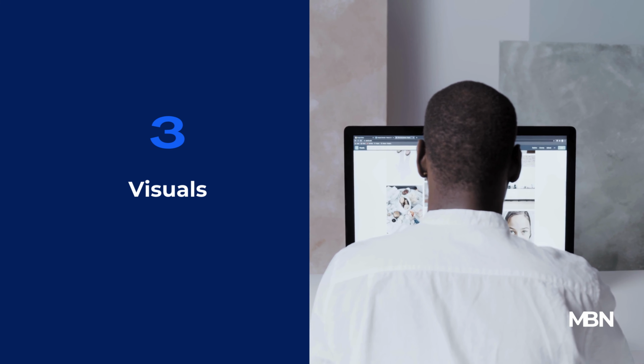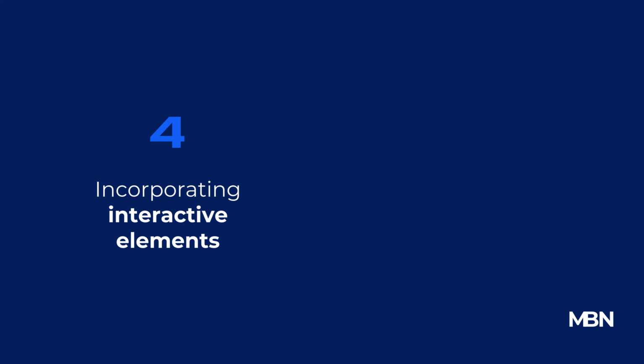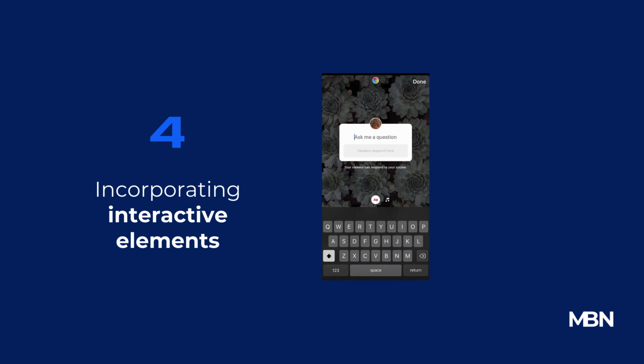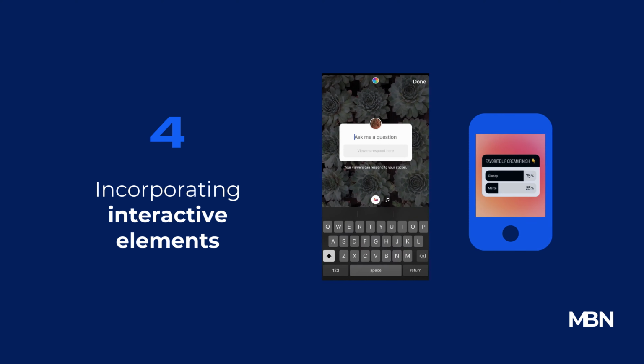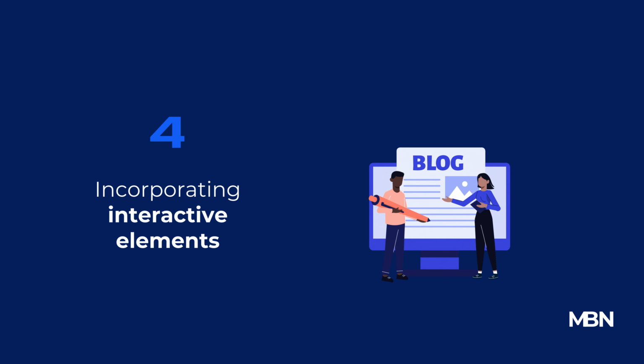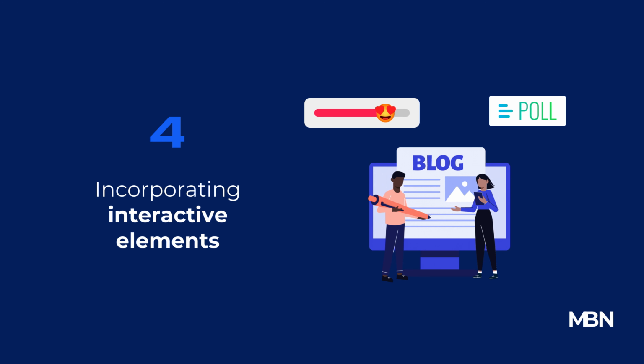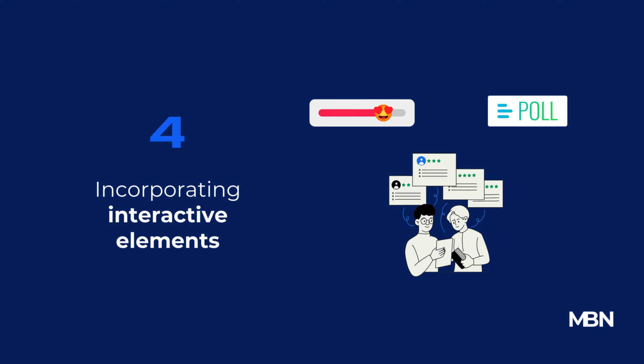Another great way to boost engagement is by incorporating interactive elements. This could be as simple as asking questions, running polls, or even including a quiz at the end of your content. For example, if you're writing a blog post, you might include a quick poll asking readers what they think about a topic. This not only makes the content more interactive, but also provides valuable feedback you can use to improve future content.